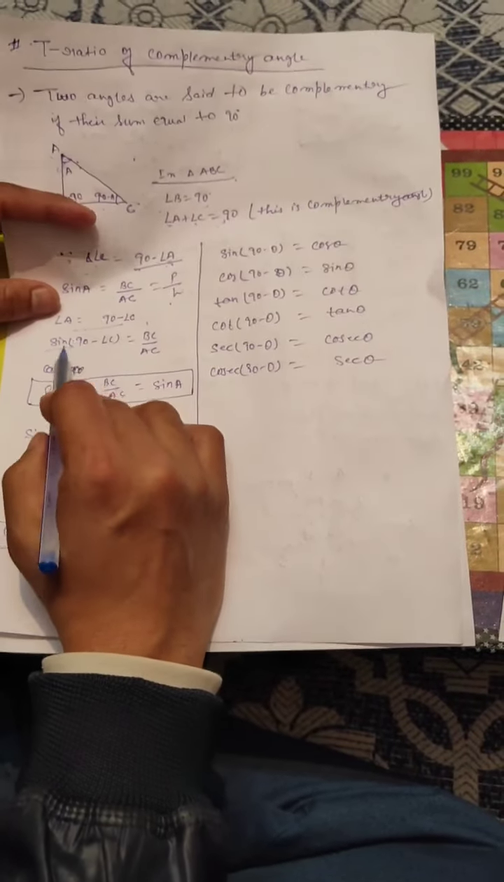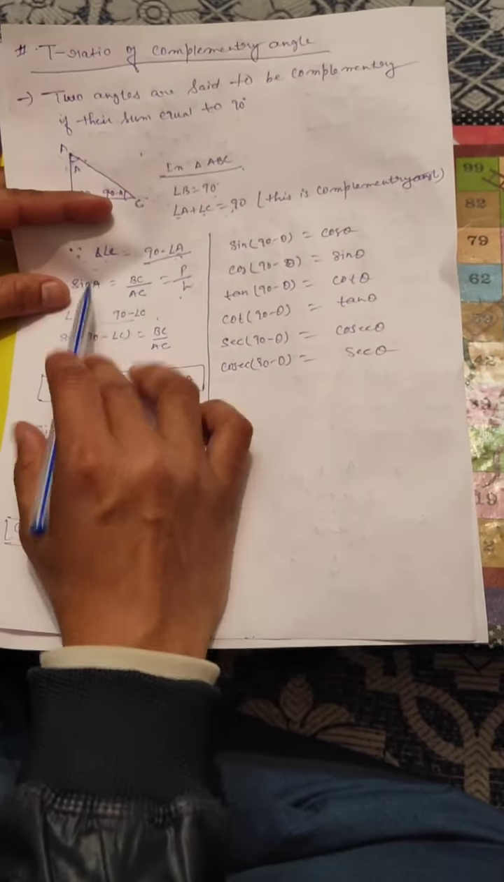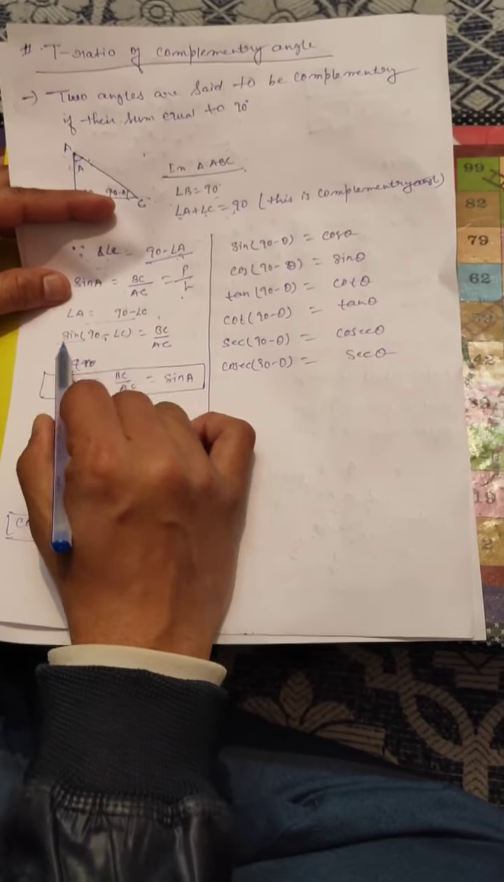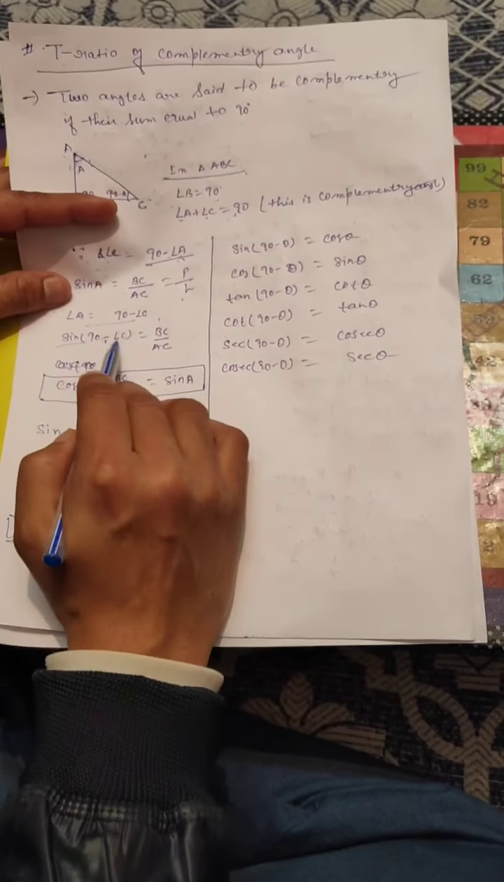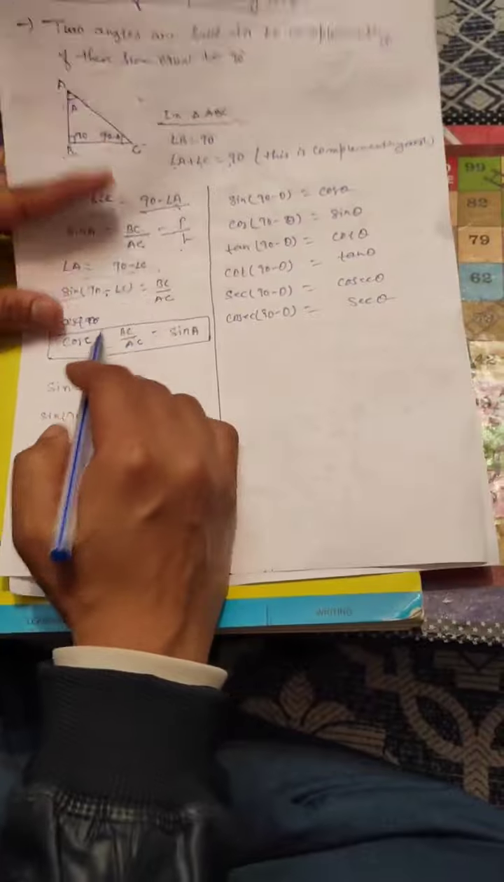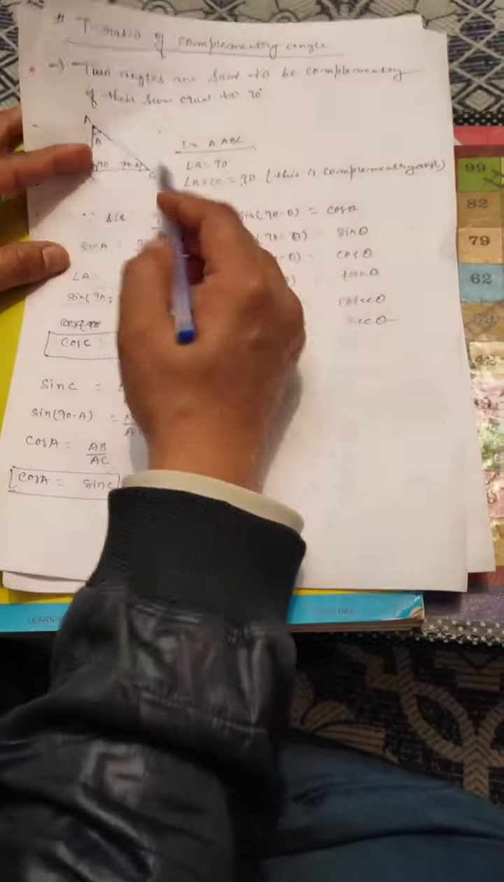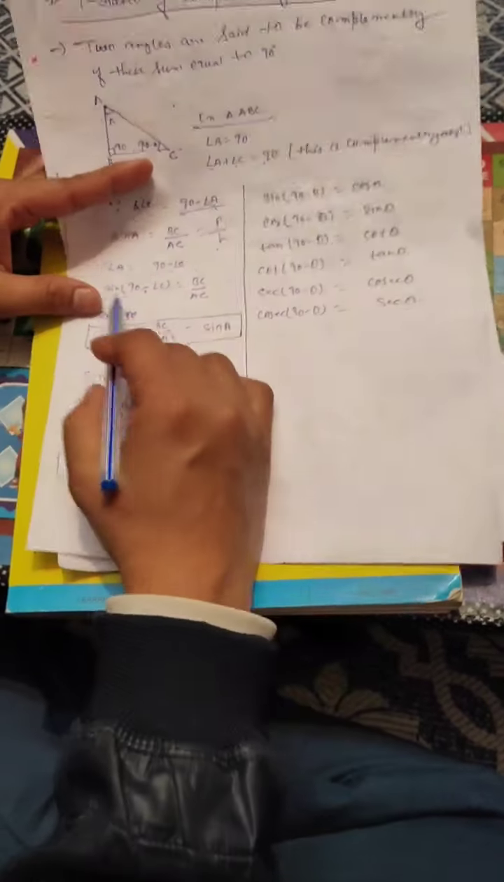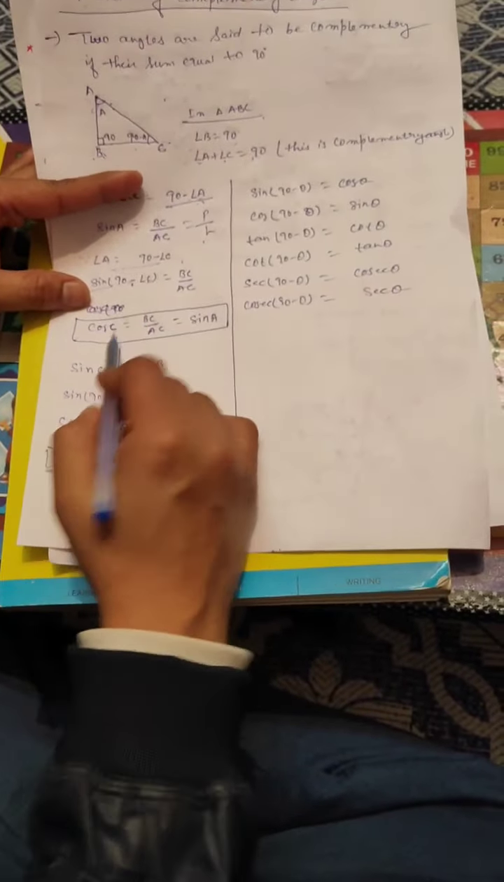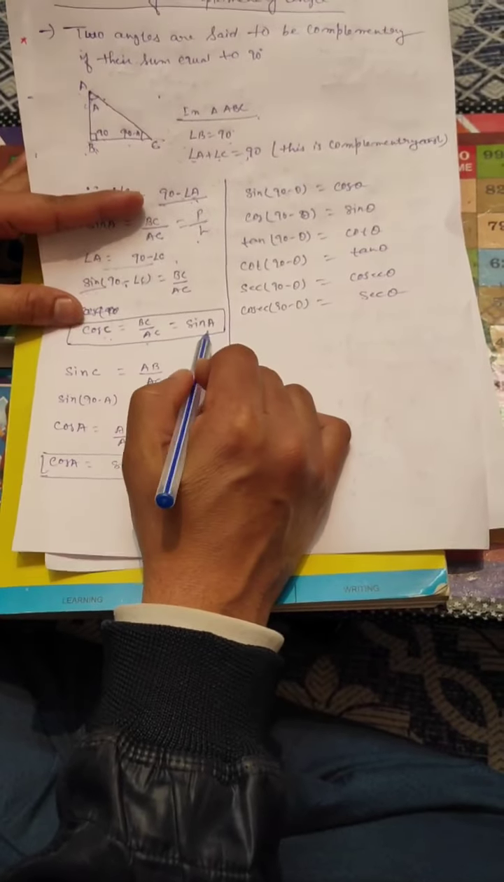Sin A equals sin 90 minus C, which equals BC upon AC. The cos C equals BC upon AC, which equals sin A, because sin 90 minus theta equals cos theta. The sin 90 minus angle C equals cos C. The cos C equals BC upon AC equals sin A.